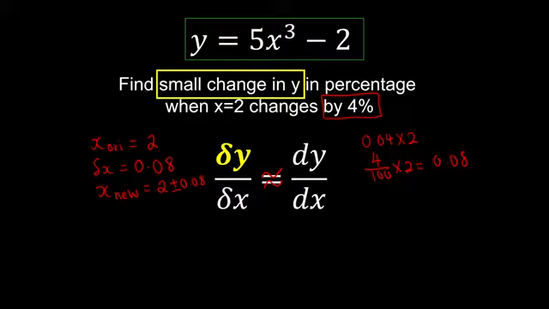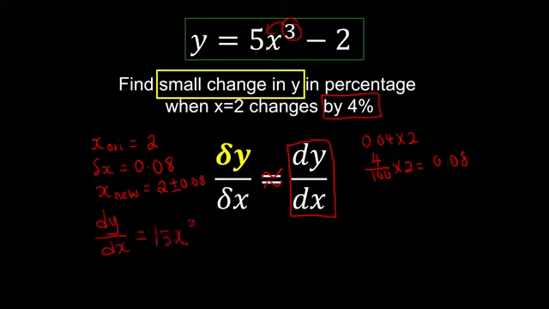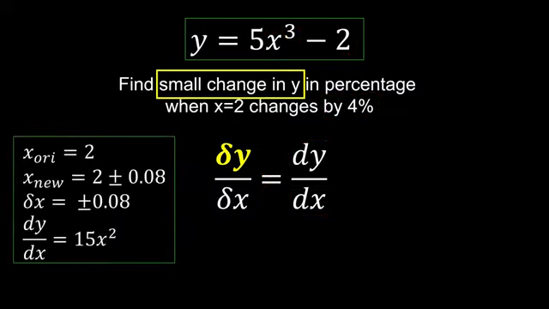But in order to find the small change, we also need the derivative of this equation. So the derivative of 5x cubed: the 3 goes down to make 15, and the power is reduced by 1. This is why we have 15x squared. The constant is just nothing. So this is why we have dy over dx is equal to 15x squared. Usually you need to keep track of this information before you start.